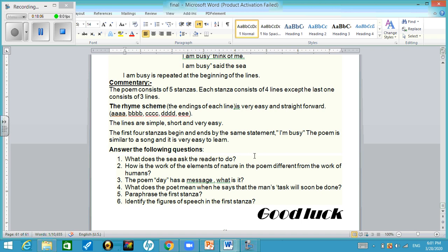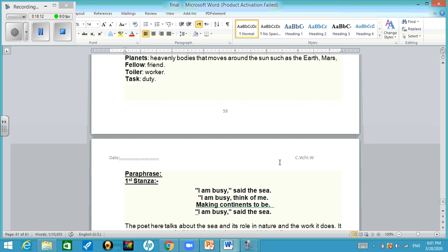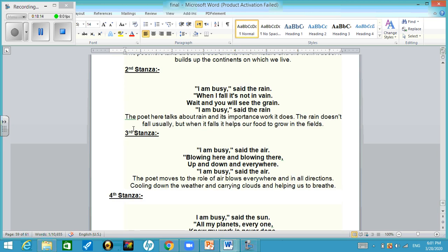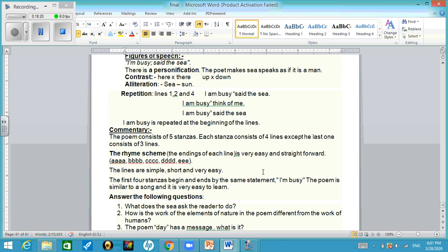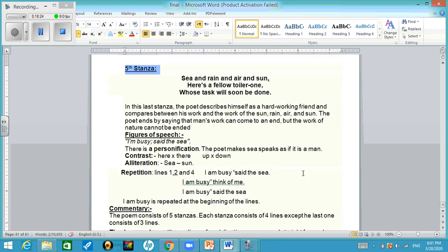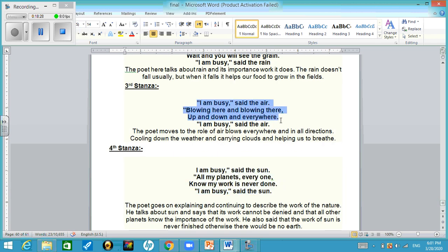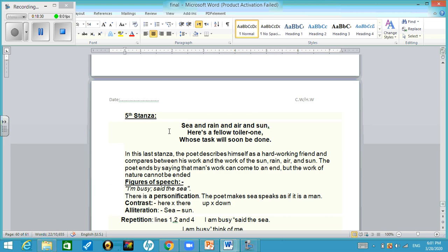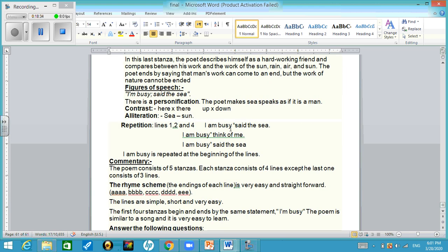Okay, commentary. The poem consists of 5 stanzas. So as we saw here, that's 1, 2, 3, 4, and 5. So these are 5 stanzas. Each stanza consists of 4 lines, except the last one, which consists of only 3 lines.